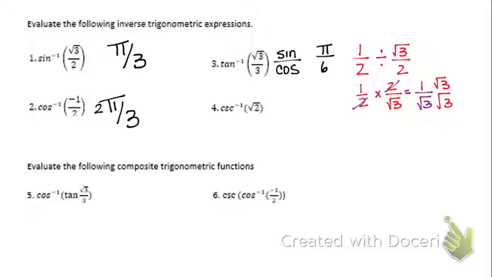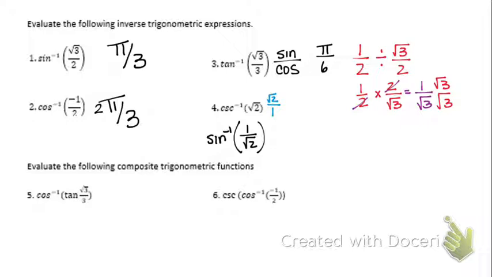Number 4, so cosecant is the reciprocal to sine. So this root 2 that we have over here, you could also write this as root 2 over 1, right? Every number can be written as a fraction. So what I want you to do is flip that. Flip root 2 over 1, which is going to give you 1 over root 2. So we need to take the inverse sine of root 2 over 2. 1 over root 2. So let's go ahead and rationalize that.